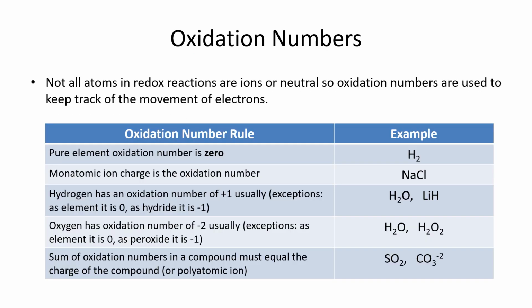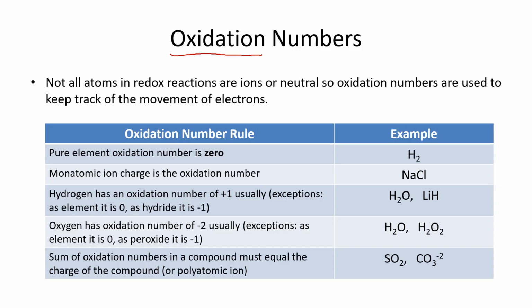Okay, so far, all the redox reactions we've looked at have either had ions or had elements. And so the charge on the ion or the element was easy to figure out. But there's a bunch of other entities that are involved in redox reactions where it's not immediately obvious. And so we use oxidation numbers to keep track of the electrons in that case. So here are the rules for assigning oxidation numbers.